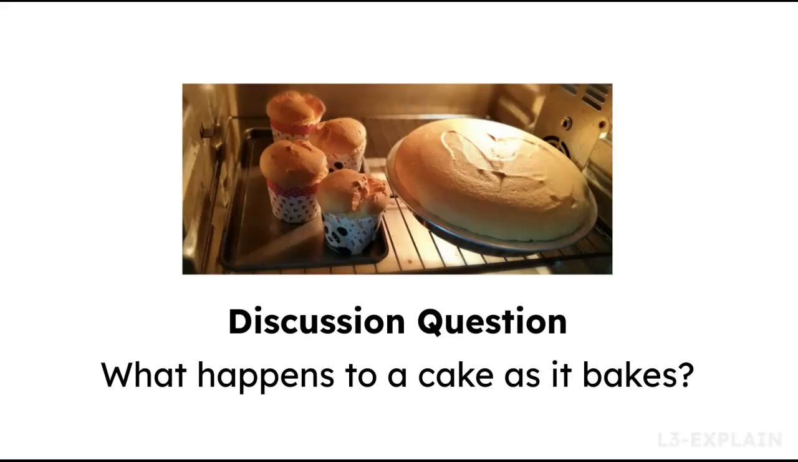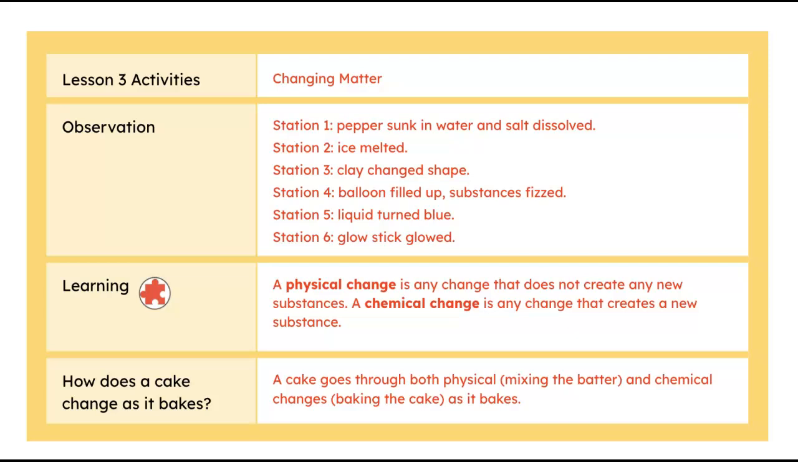In the Explain portion of the lesson, students will engage in a class discussion. You'll invite them to gather and analyze their observations around their matter changes investigation. You'll use the provided questions to guide the discussion around what happens to a cake as it bakes. The goal of this class discussion is to have students analyze data from their investigations to identify and compare physical and chemical changes of matter.